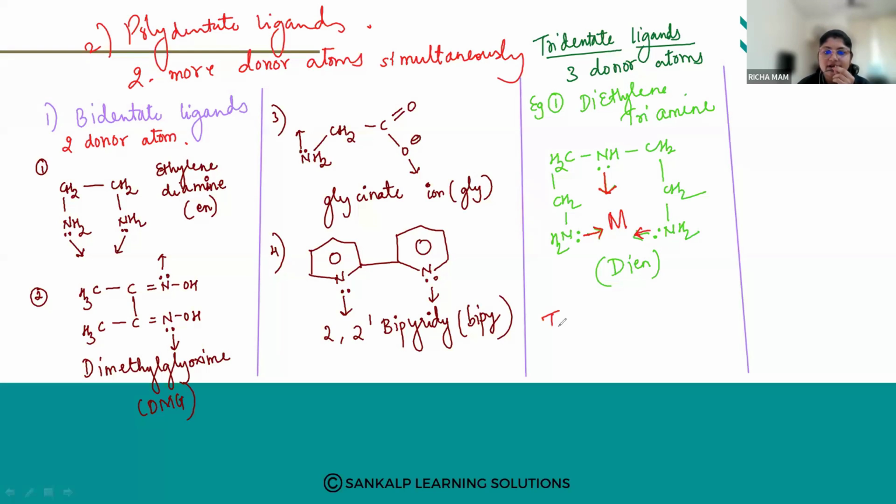So let us see the next word, tetradentate ligand. Tetra means what? The ligand having four donor atoms. The ligand having four donor atoms forms four coordinate bonds with the central metal ion. So the example is triethylene tetraamine. Let me write the structure here.